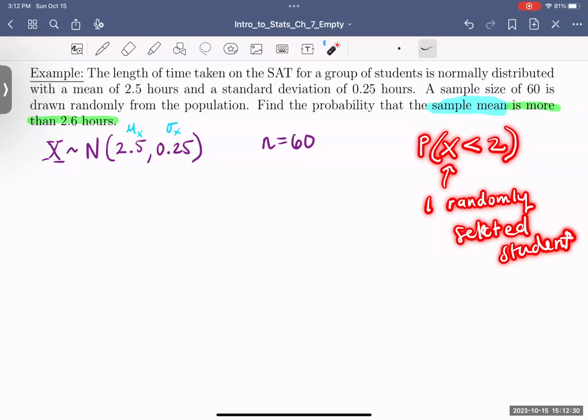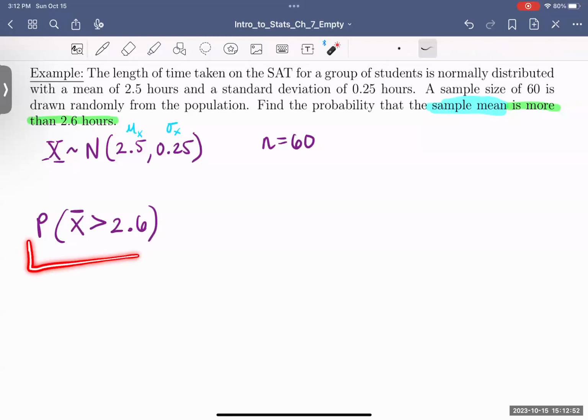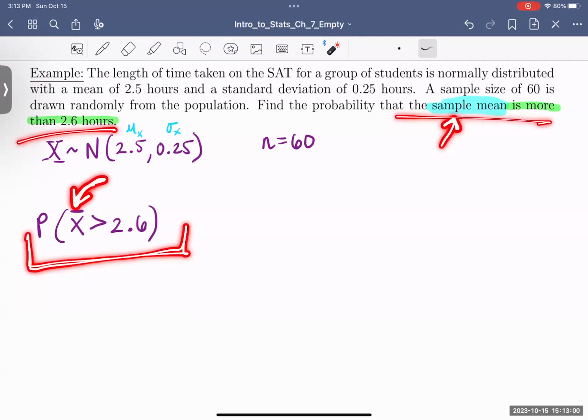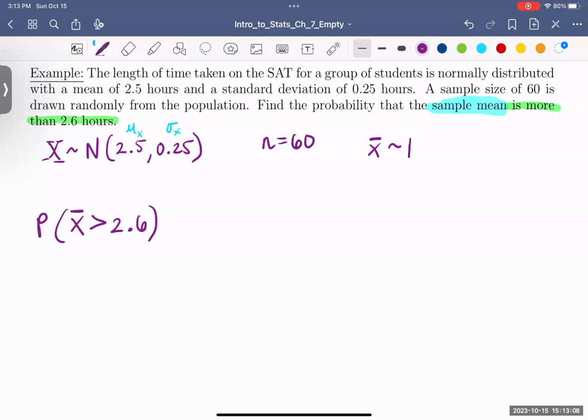What I'm asked for is the probability that if I collect 60 people, the sample mean, the average of those 60 people, would be more than 2.6 hours. What I'm being asked here is: what is the probability that X bar is more than 2.6 hours? If you get used to writing out this probability question mathematically, every time you read these problems, and you know the correct version of X to put in, then you'll see that I don't have this distribution yet. I haven't written out the distribution for X bar yet.